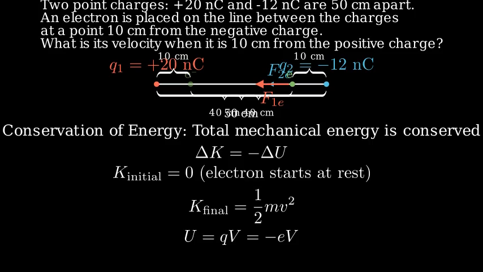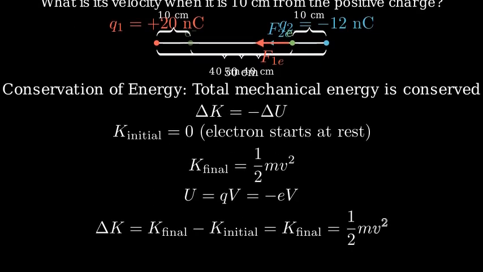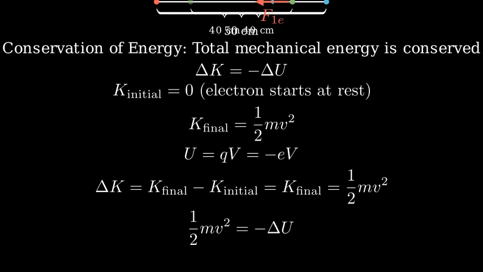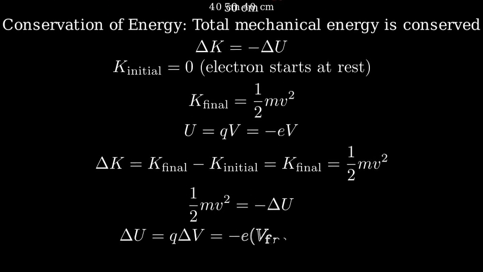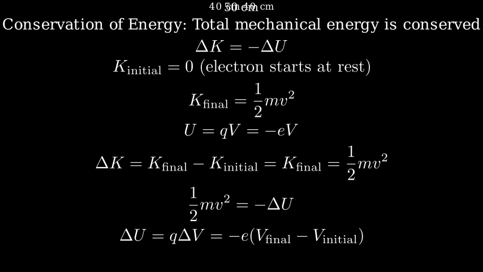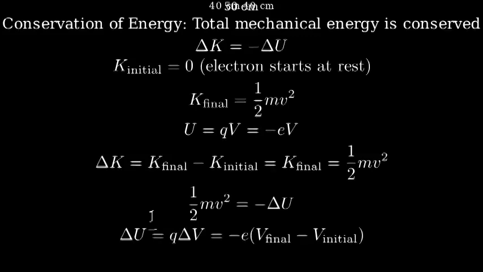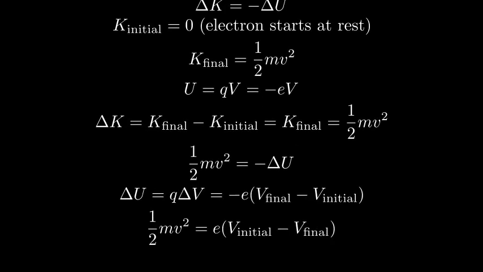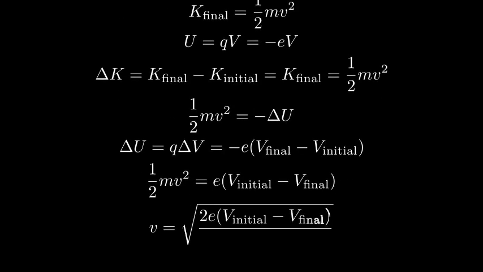Let's expand our energy equation. The change in kinetic energy equals the final kinetic energy minus the initial kinetic energy, which is just the final kinetic energy, since the initial kinetic energy is 0. This equals the negative of the change in potential energy. The change in potential energy equals the electron's charge times the change in electric potential, negative e times V final minus V initial. Rearranging, we get 1/2 mv squared equals e times V initial minus V final. Solving for v, v equals the square root of 2e times V initial minus V final, divided by m.